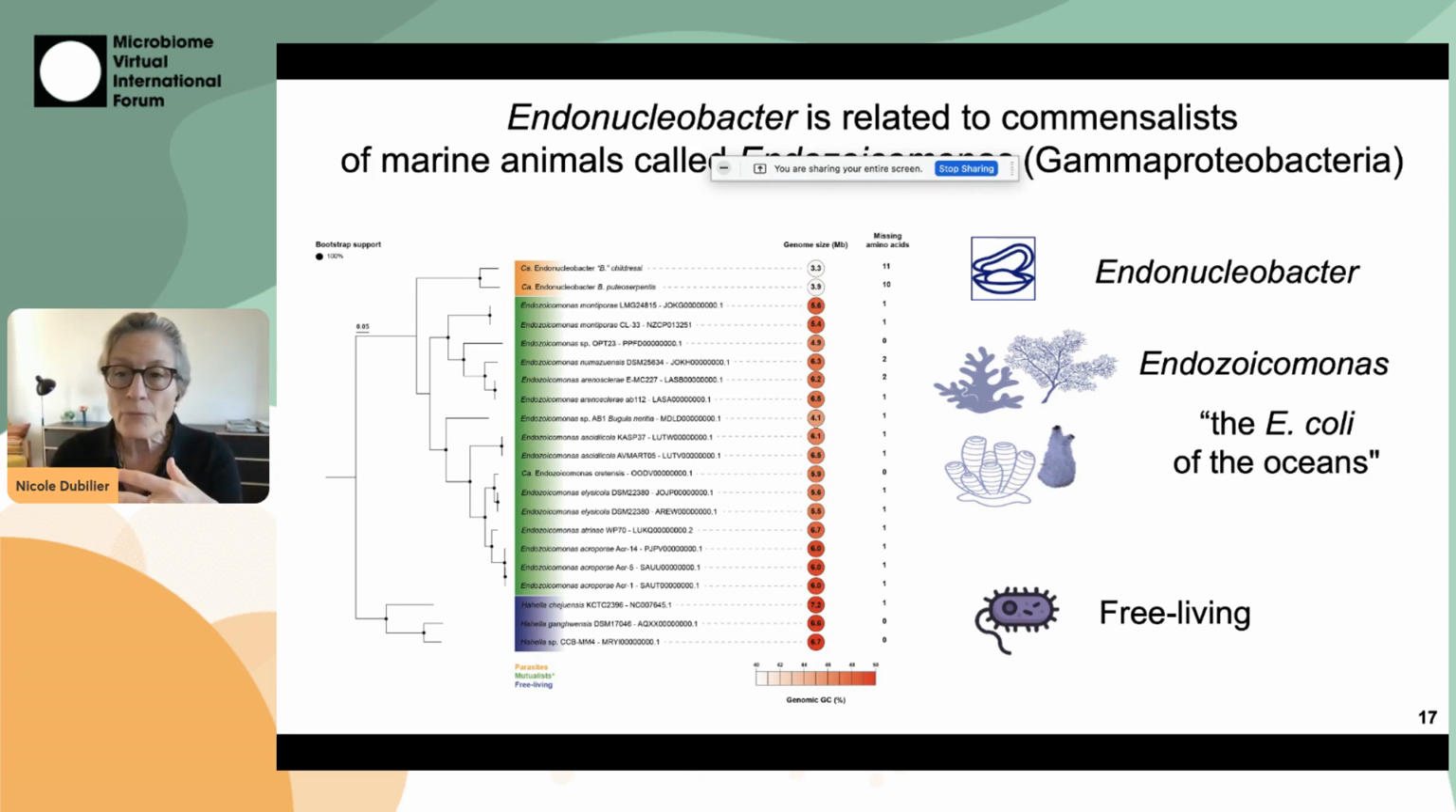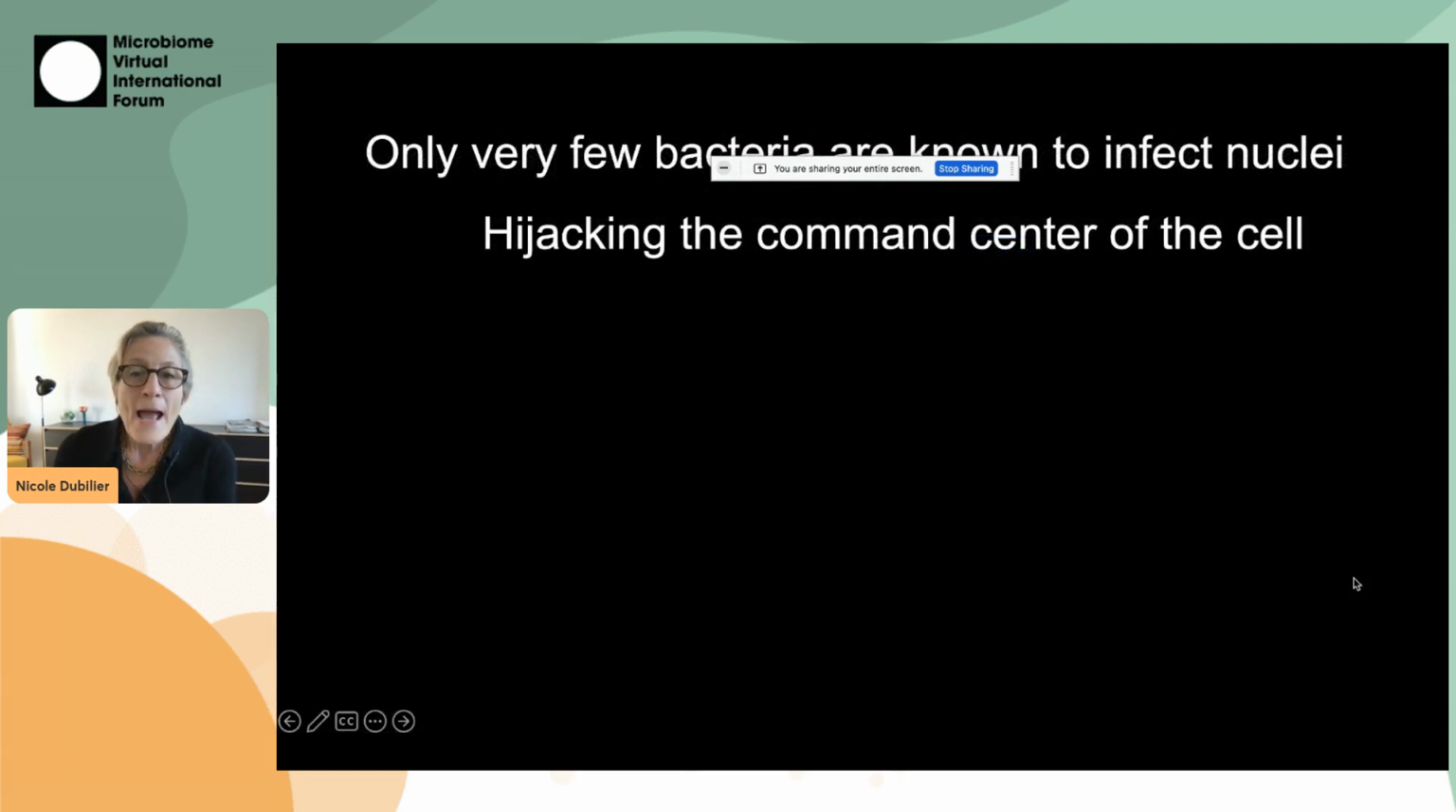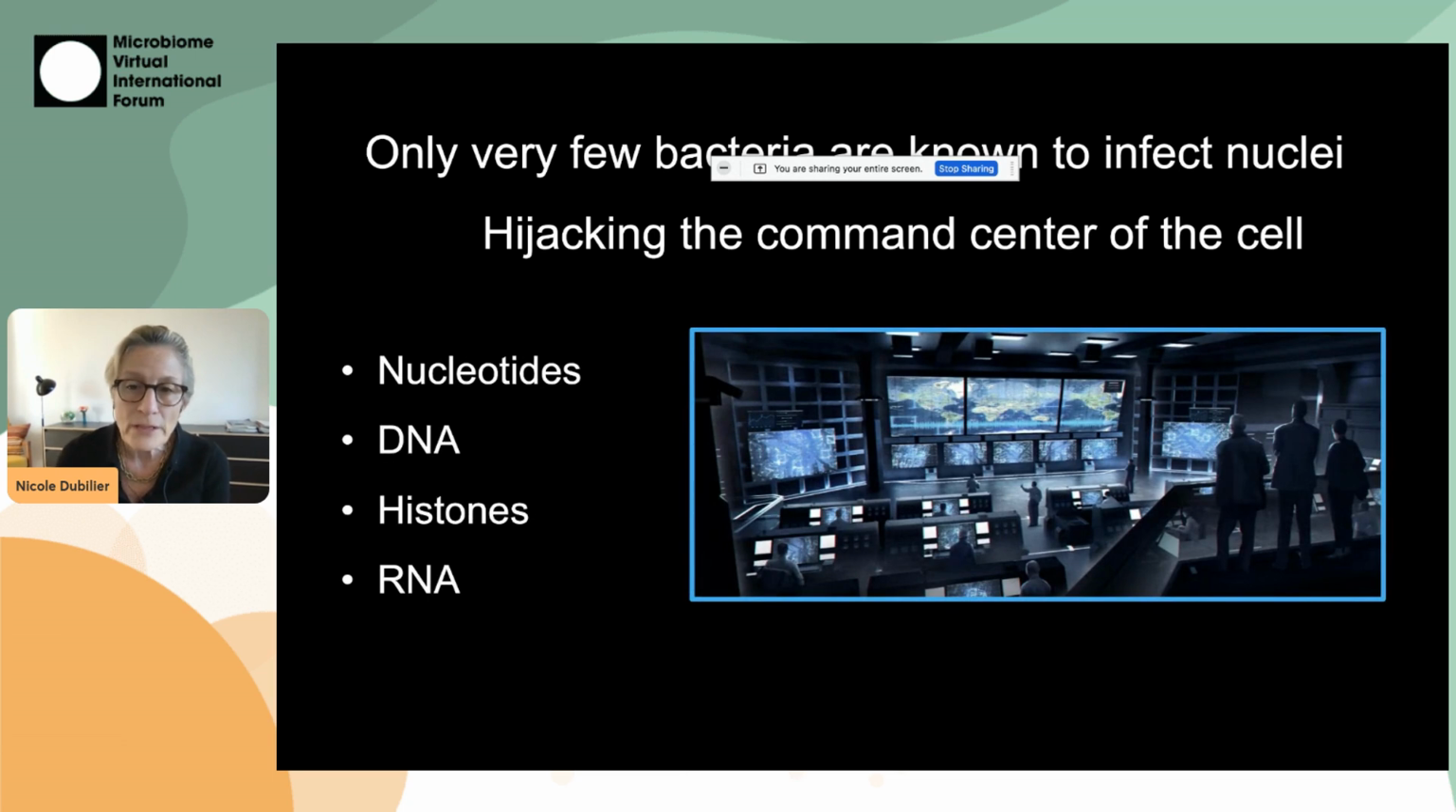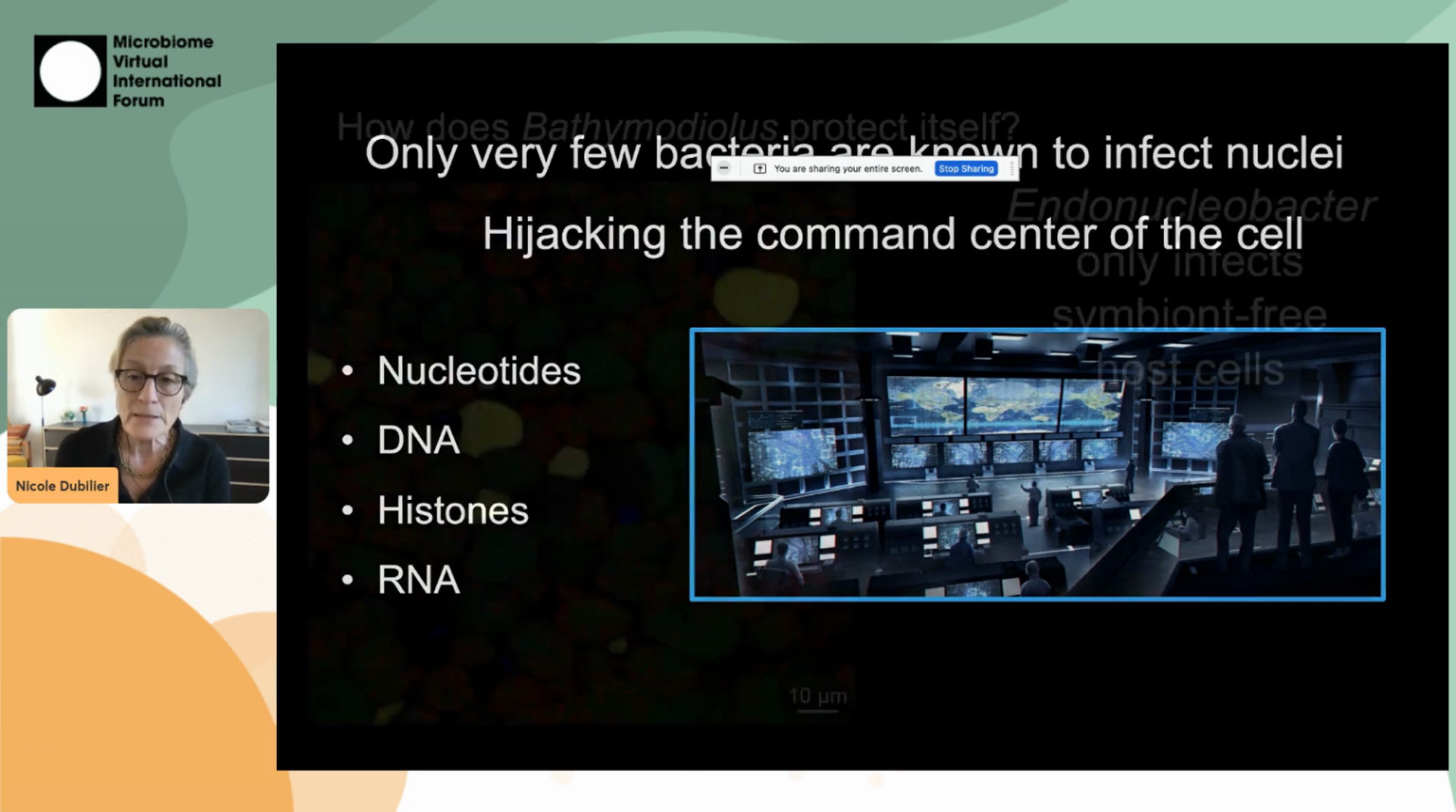It's unclear for the Endonucleobacter if they're actually pathogens or commensalists or symbiotic bacteria. For the pathogen that we're looking at here, the related one, we can say it's definitely pathogenic. Only very few bacteria are known to infect the nuclei of animal cells, because you're hijacking the command center of the cell, so if you want to multiply, that's not a good place to be. On the other hand, if you want to hide from the immune system of an animal cell, it can be a great place to hide.